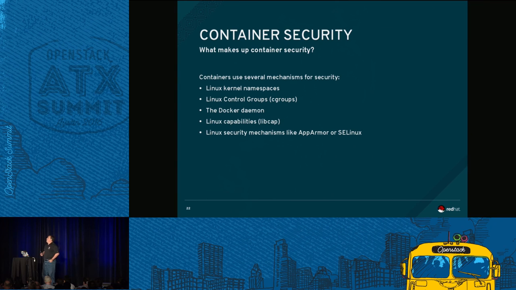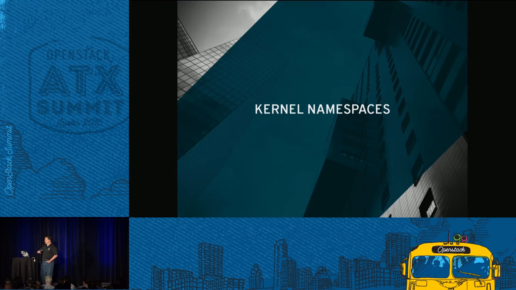So: Linux kernel namespaces, Linux control groups or cgroups. The Docker daemon itself has security built into it. Linux capabilities, libcap, has the ability to limit the privileges that root processes can have. And then other security mechanisms like AppArmor or SELinux. I know SELinux, so that's what I will talk about.